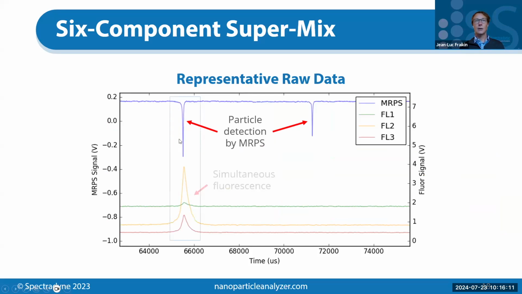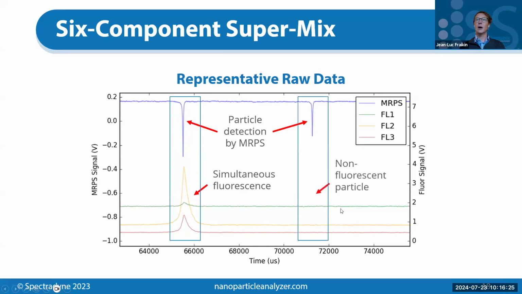The first one also generates a fluorescent signal in all 3 of our fluorescence channels, okay? These are shown in green, yellow, and red. So this is a fluorescent particle here. And then the second particle is a non-fluorescent particle, and it does not generate any fluorescence in our detectors, right? So we're just doing the electrical detection of the particles for this one.